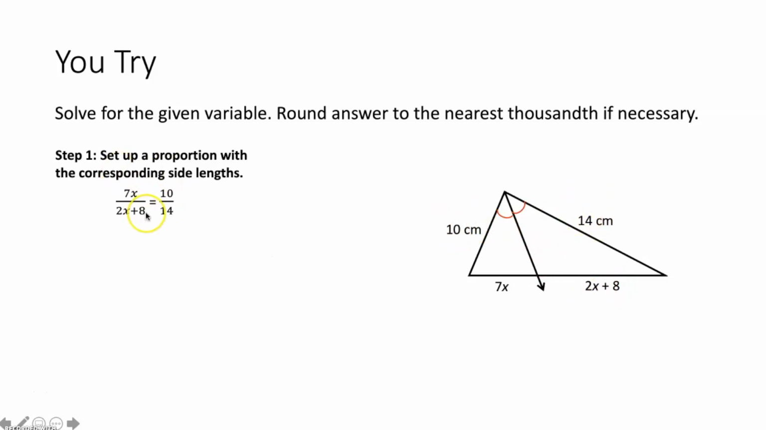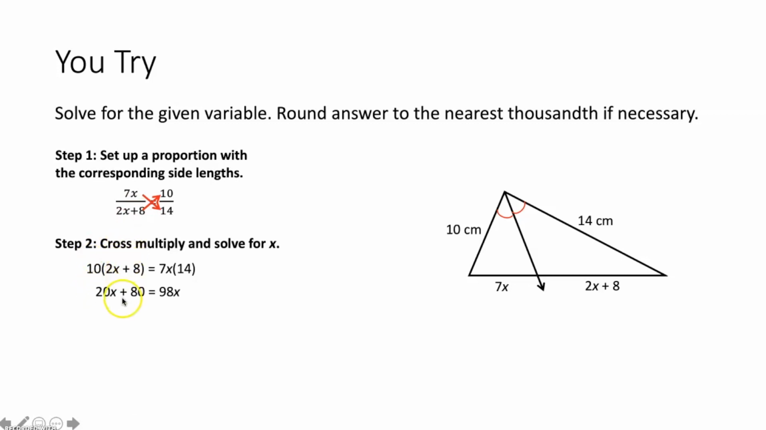Now all we have to do to solve this proportion is cross multiply, set the two products equal to one another, and solve for x. So I'm going to take 7x, multiply it to 14, then I'm going to take the quantity 2x plus 8 and multiply it to 10. Because you're multiplying the quantity 2x plus 8 to 10, you have to distribute the 10 to the 2x and to the 8. We can then solve for x by subtracting 20x on both sides, dividing both sides by 78, and we get that x is approximately equal to 1.026. Please note that we had to round to the nearest thousandth, which is 3 decimal places.